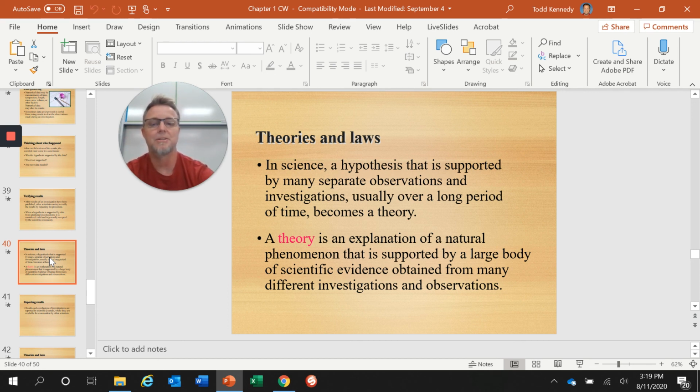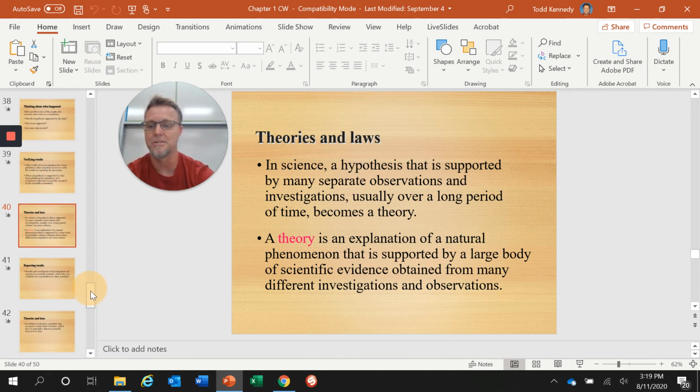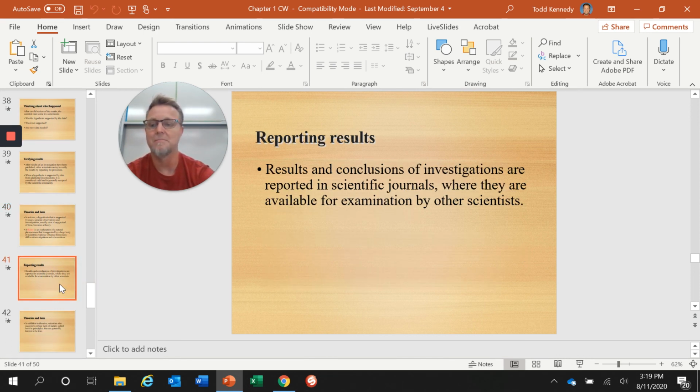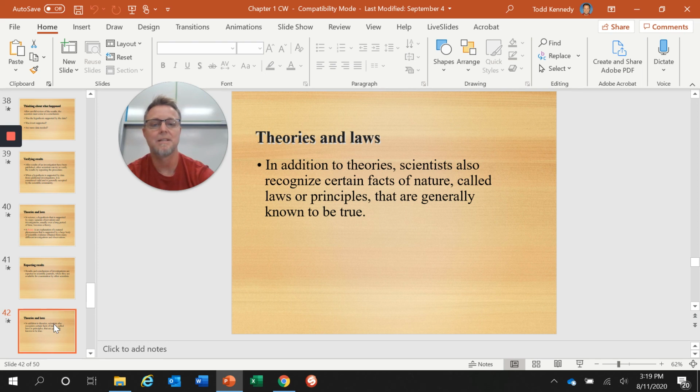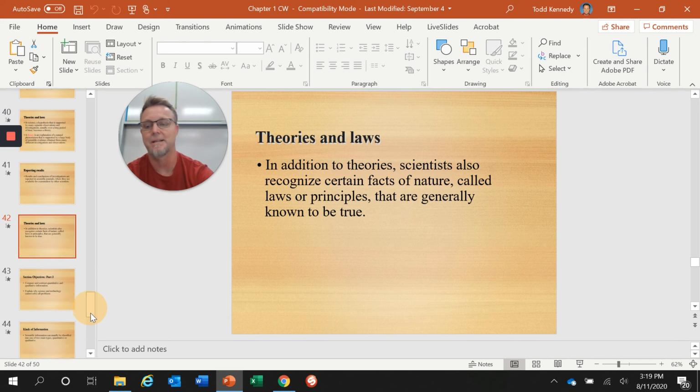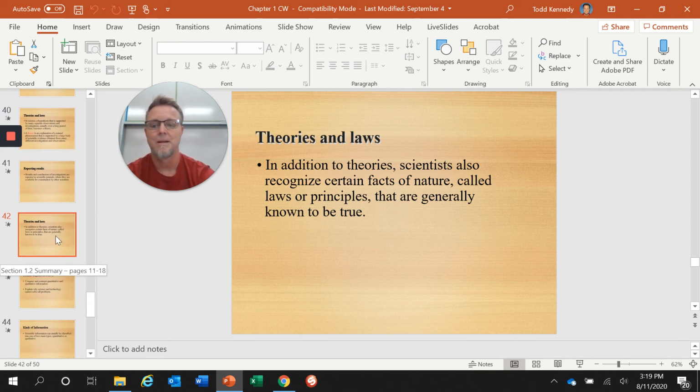A theory is an explanation of a natural phenomenon that's supported by a large body of scientific evidence obtained from many different investigations and observations. Laws are basically the same thing as a theory. It's just that they've been tested even longer and in greater depth and detail. Once we get to theories and laws, your results will be reported out into scientific journals and generally accepted in the scientific community to be known as something that is true and fact, like, I don't know, the law of gravity, so to speak. All right, gang, so that's the scientific method in a nutshell.